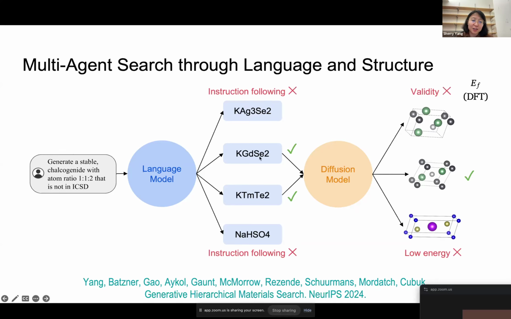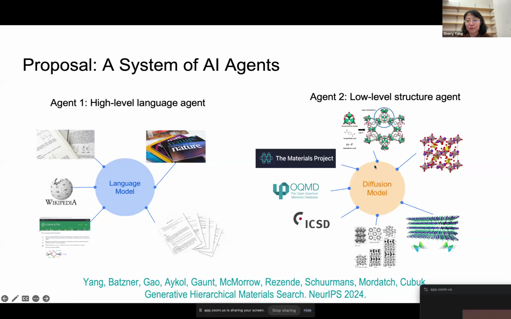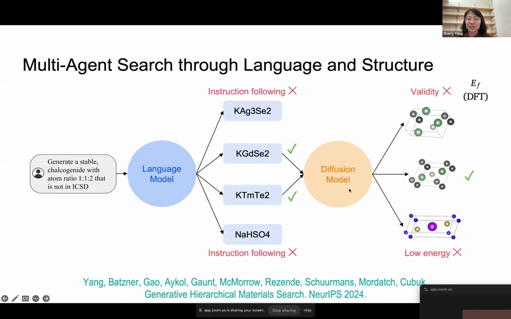And for the ones that did follow the instruction, we give the formulas to a diffusion model that we trained. The diffusion model is trained to condition on formulas to generate the structures, because the low-level structure databases usually have formula information and structure information. So, similar to how we train a text-conditioned image generation model, we just condition on the formula and generate the structure. And now during inference, we have this hierarchical search pipeline where we get a high-level language that actually narrows down the search space.